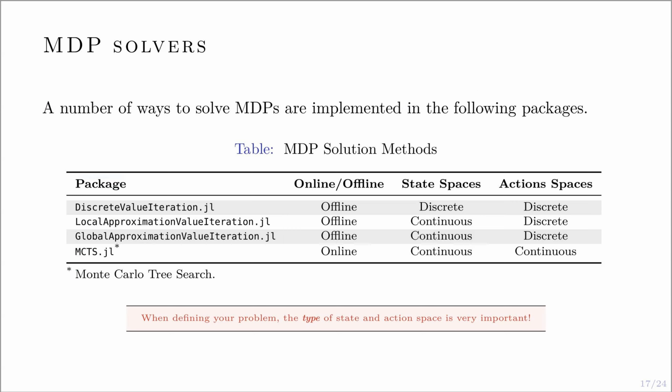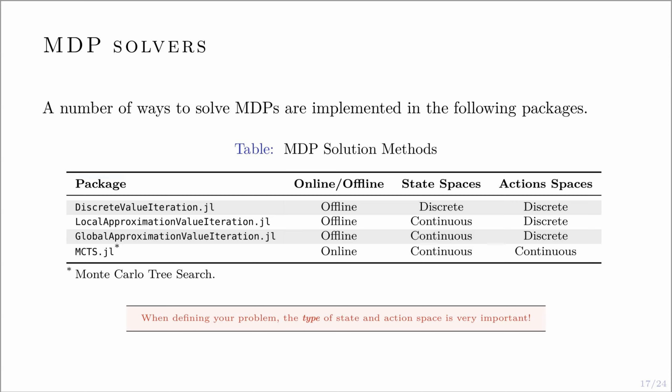There are a number of ways to solve MDPs, which I'll talk about in the notebook. Here we split them up between whether or not they can handle discrete state spaces, meaning there's a finite number of states like the grid world problem, or continuous state spaces and action spaces, where there's an infinite number of states the agent could possibly be in, which makes the problem much harder. So here are 4 examples of MDP solution methods and their associated Julia packages.